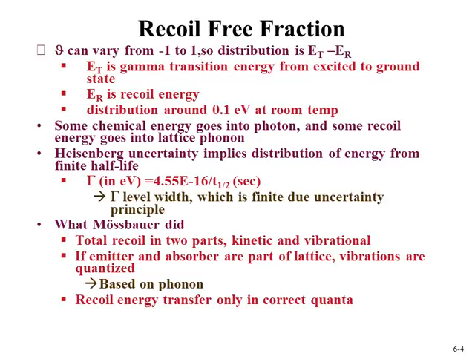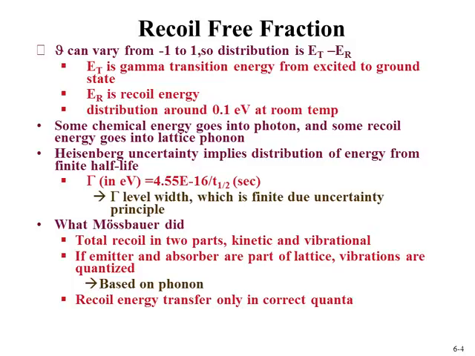So with this recoil-free fraction, we can have a distribution of energies from the gamma, a transitional energy from the excited state to the ground state, and the recoil energy. So we can have a range of these energy differences. Nominally, these are very small, on the order of eV at room temperature. This is due to the fact that when this energy from the excited state to the ground state occurs, some of the energy goes into the photon, and some of the recoil goes into the lattice energy, or this lattice phonon energy.